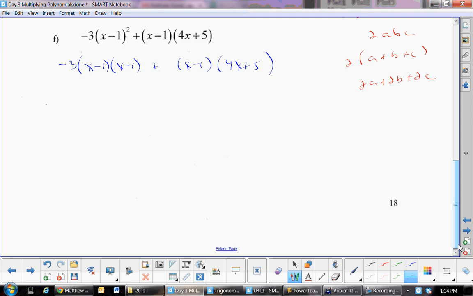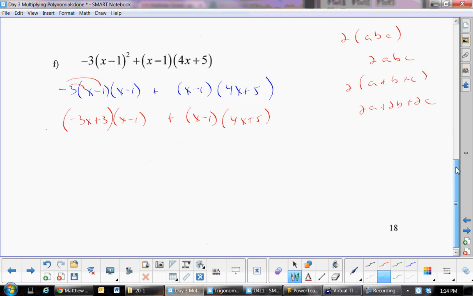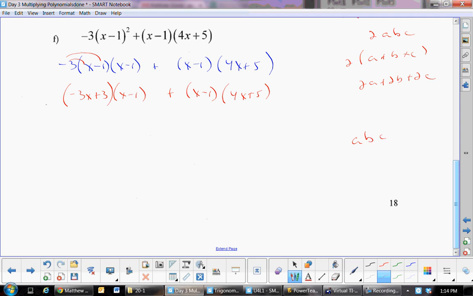Multiplication. Be specific with me. What am I multiplying? Okay, so you just want to bring the negative 3 into here, which would be negative 3x plus 3 times x minus 1 plus x minus 1 times 4x plus 5. Just like I only bring it into, if it's a times b times c all times 3, do I just bring it into the first one? Yep. 3a, b, c.